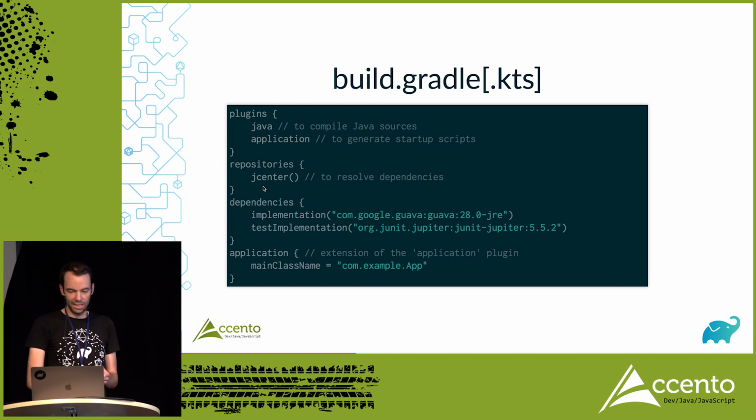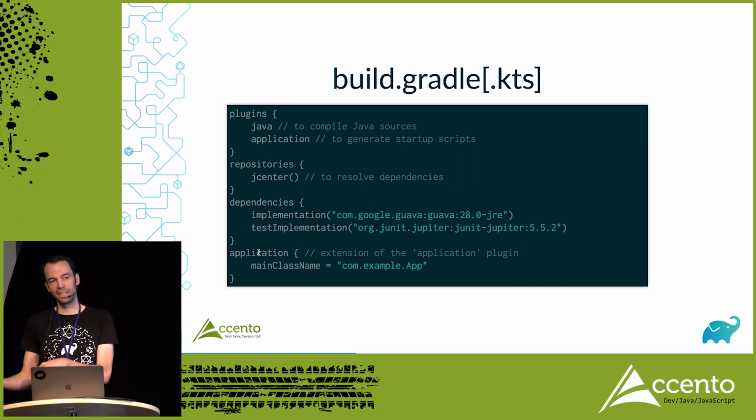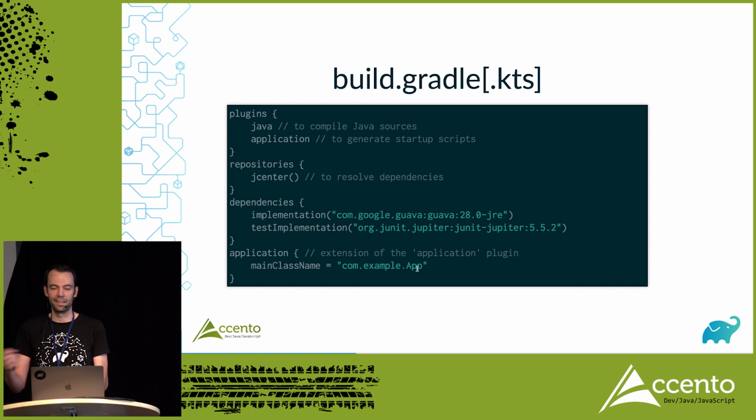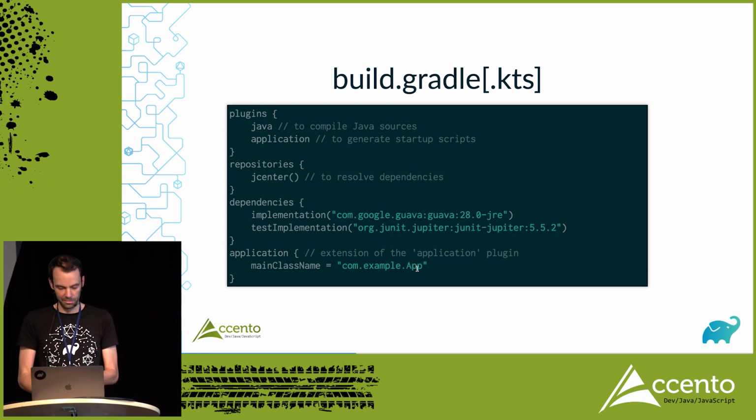And then the last block in here is the application extension, which comes from the application plugin. A plugin can register extensions. It can register tasks. An extension is usually used to configure the plugin. In this case, the configuration is really simple. We're just saying the app class is our main class here, and please use that when you generate the startup scripts. So this is really declarative. You just assign a few values, basically. You list your dependencies. There's no real logic in these build scripts.